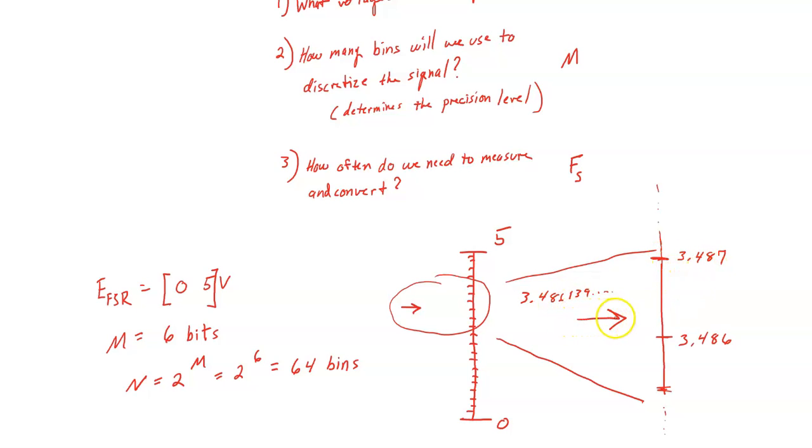So this incoming analog voltage comes in, it hits our A to D converter. Our A to D converter decides what is the closest bin for that value, and then that digital voltage will get reported as 3.486.